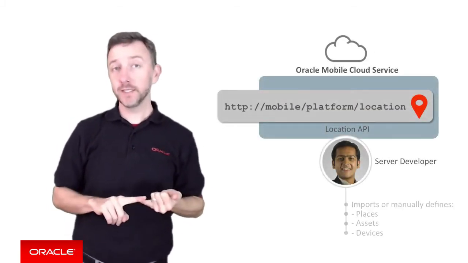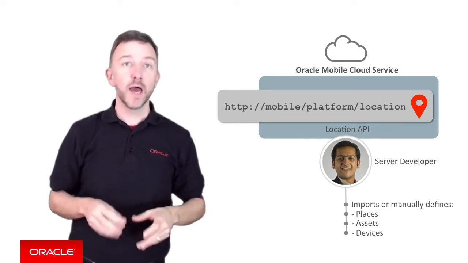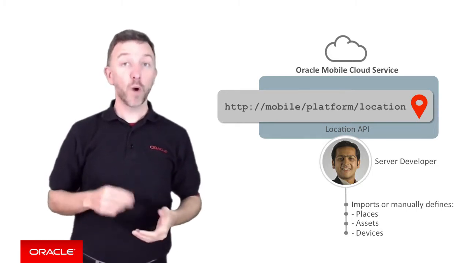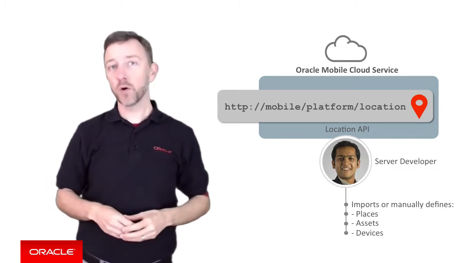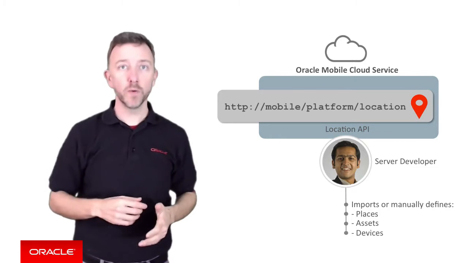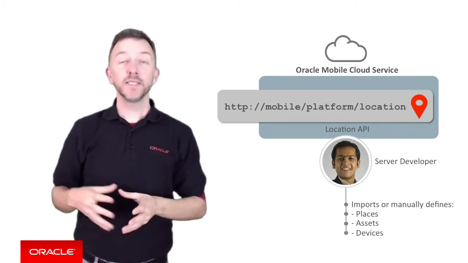In order to use the Oracle Mobile Cloud Service location-based services, essentially there's two main tasks. Firstly, your server-side developer must create the places, assets, and devices that your mobile application will use. They can either do this by the MCS user interface manually, creating and defining one by one, or they can be imported via a CSV file in bulk. We'll talk about the concepts of places, assets, and devices more in a moment. Once the location-based data is created in MCS, it is ready for use.